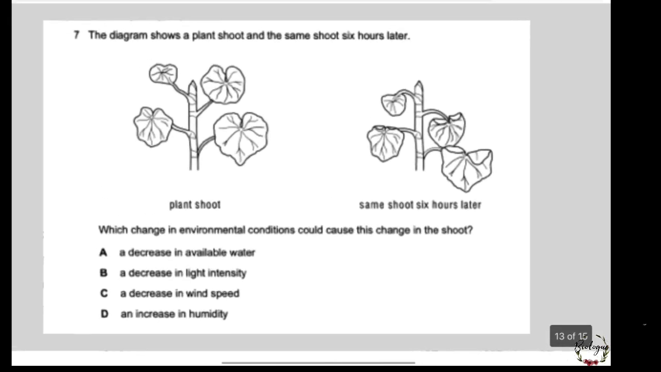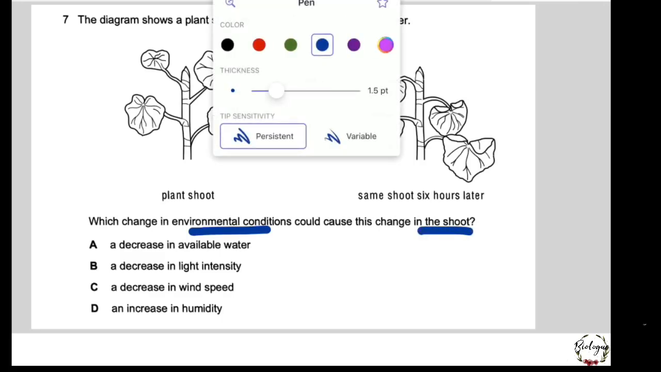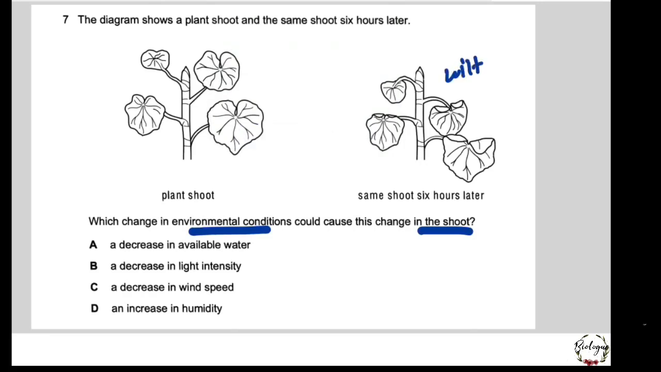Alright, moving on to the next question. The diagram shows a plant shoot and the same shoot 6 hours later. Which change in the environmental condition could cause this change in the shoot? As you can see, the effect that we see over here is wilting again. And as explained, it is a loss of water.